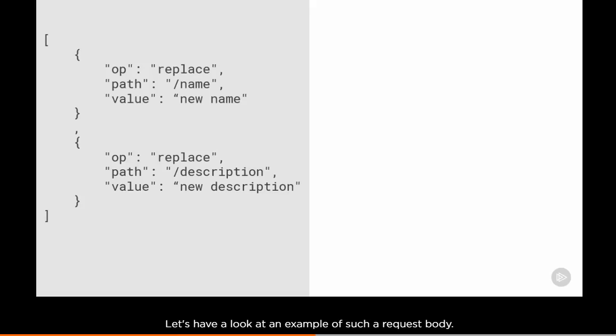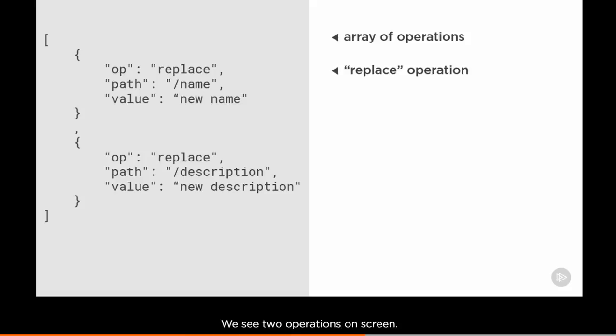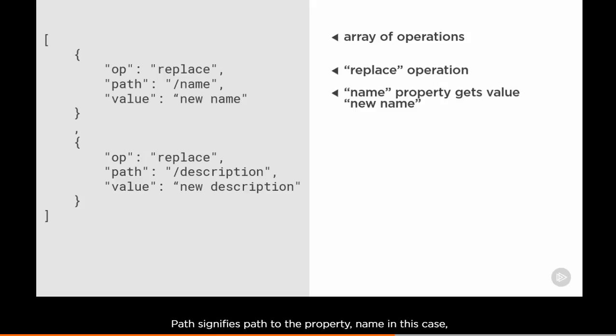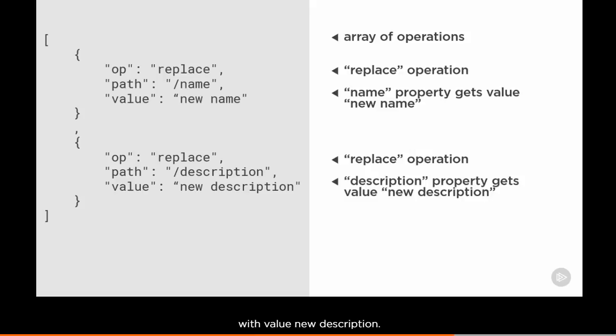Let's have a look at an example of such a request body. It starts with square brackets, signifying an array. And that array is a list of operations that have to be applied to the resource. We see two operations on screen. The first one is a replace operation, signified by op. Path signifies the path to the property, name in this case, and value signifies the new value that should be given to the name property, new name. The second operation replaces the description with the value, new description.